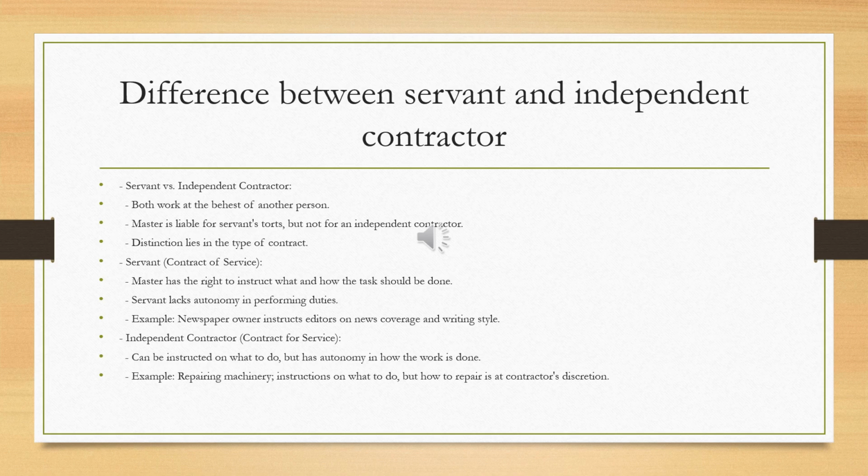Whereas in the case of an independent contractor, there is a contract for service, which means that he is only instructed as to what should be done, but how to do the work is left at his will, and he does not take any instructions from the master. Illustration: If P is the owner of a newspaper and his machinery is damaged and he calls J to repair it, here P can instruct him what to do, but how to repair the machinery is left to be done by J without any instruction from P.